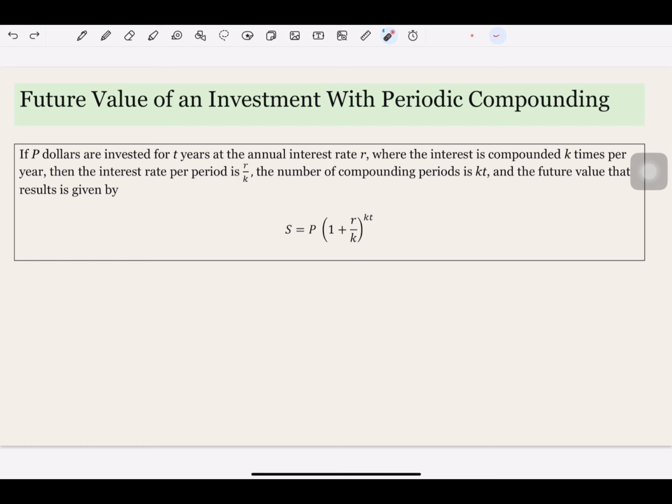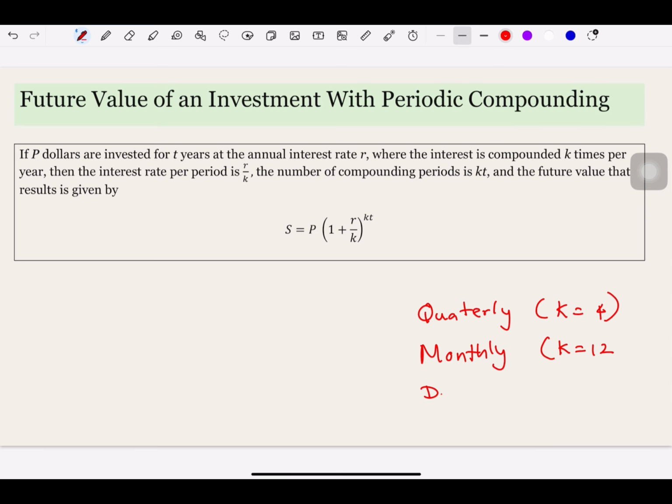This model is especially useful for investments that are compounded quarterly. Let me write that. That means K is equal to 4. If you're trying to calculate the compound interest monthly, you can use this. In that case, your K is going to be 12. And if you're trying to get the interest daily, in that case, your K is going to be 365, or you can use any other frequency. The more frequently interest is compounded, the faster the investment grows.